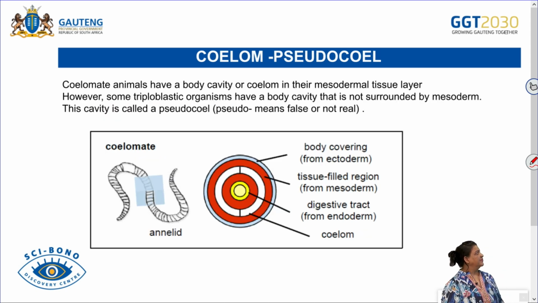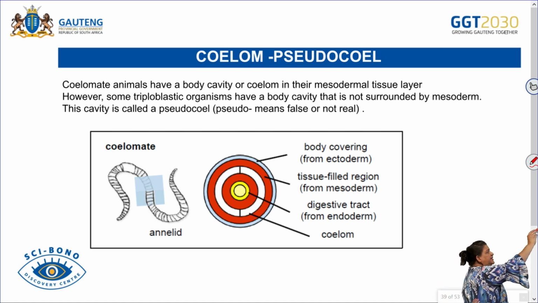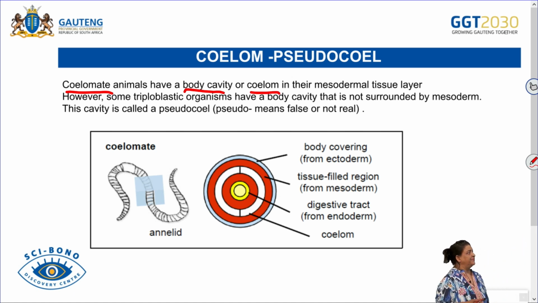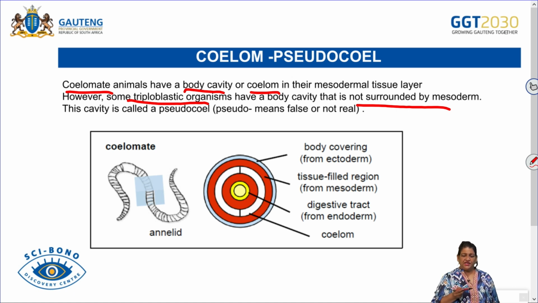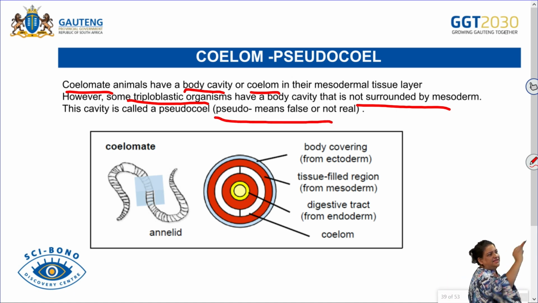Right. Then you're going to get a pseudocoelom. This is like a false cavity. It's not a proper coelom with coelomic fluid that acts as a hydrostatic skeleton. So coelomate animals have a body cavity or coelom, né, in the mesodermal layer. However, some animals which have three body layers have a cavity not surrounded by a mesoderm. So when there's no mesoderm, but there is a cavity, then that is called a false cavity.